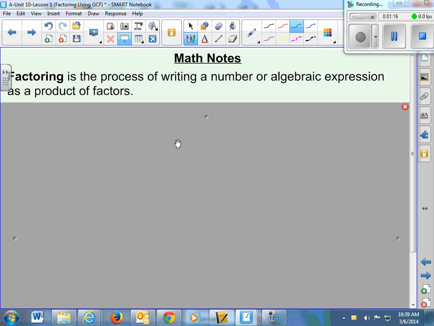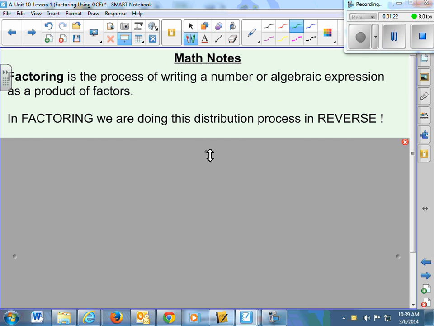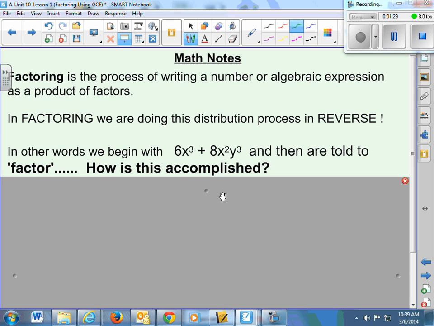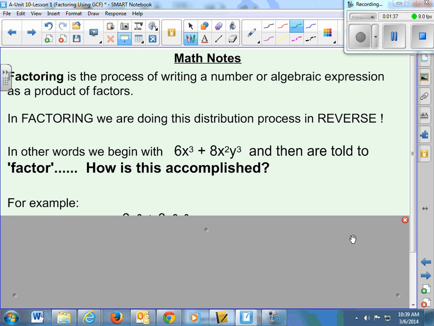Factoring is a process of writing a number or algebraic expression as a product of factors. Basically, we're going to be undoing the distributive property. We'll be doing the distribution process in reverse. So in other words, when we begin with 6x cubed plus 8x squared y cubed, and then are told to factor, how do we accomplish this? Well, let's try it.